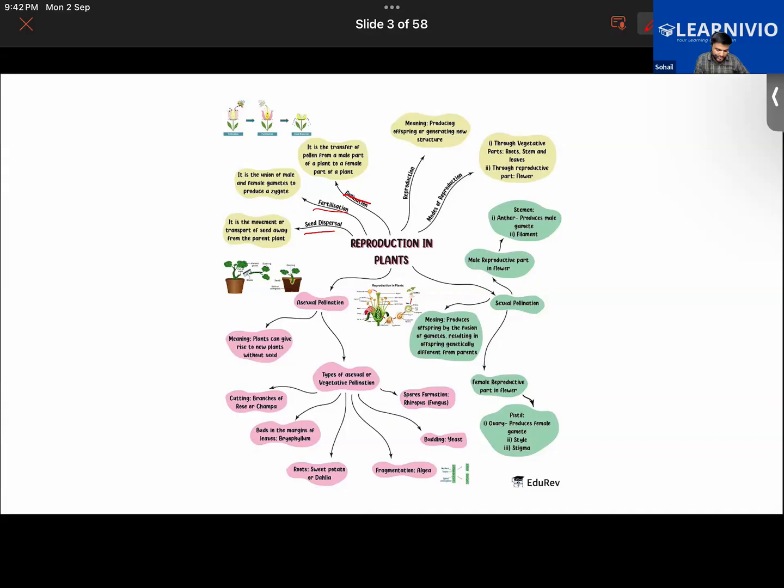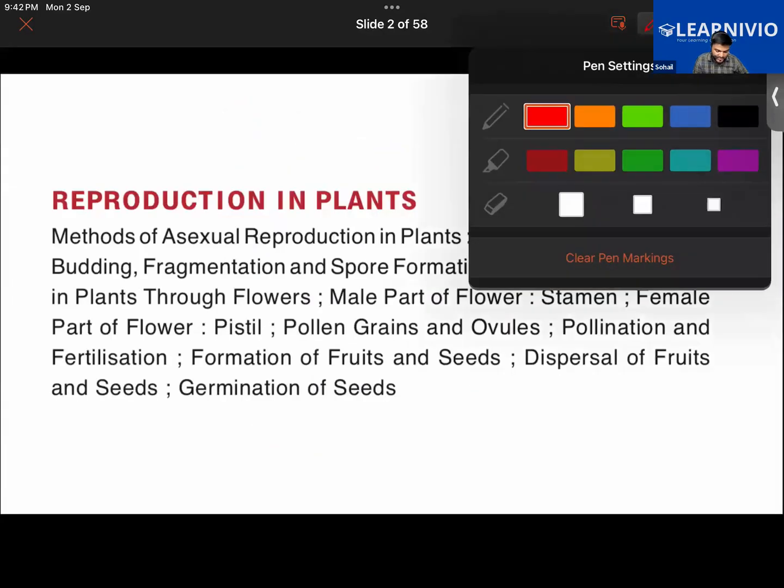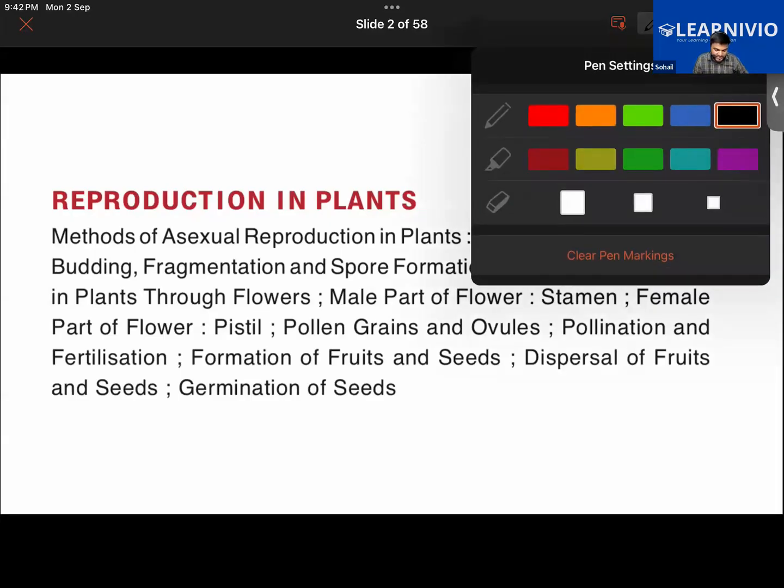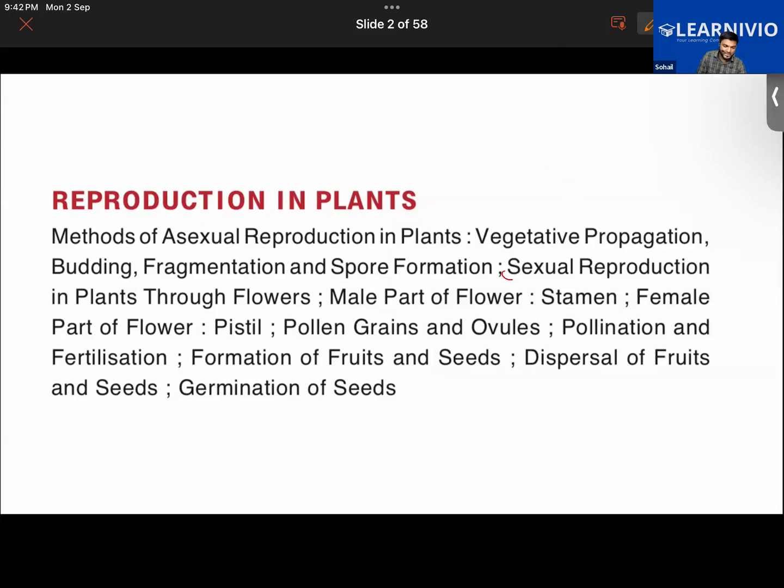Okay, now in a more appropriate manner, you can look over here at the content of the chapter. So in fact, in the previous class, we did cover some of the things. Like we did learn about methods of asexual reproduction in plants.